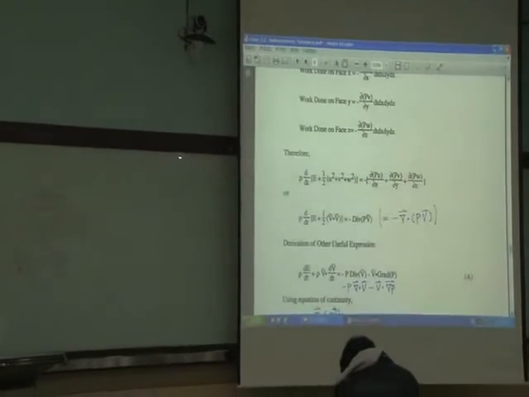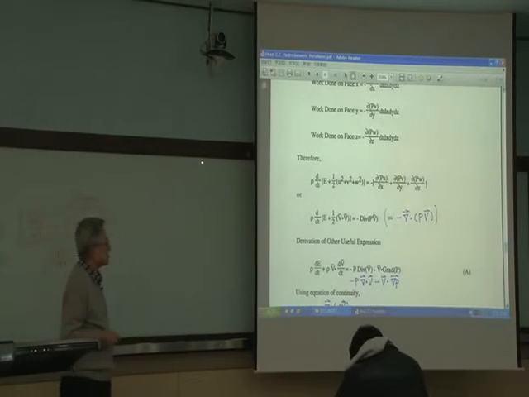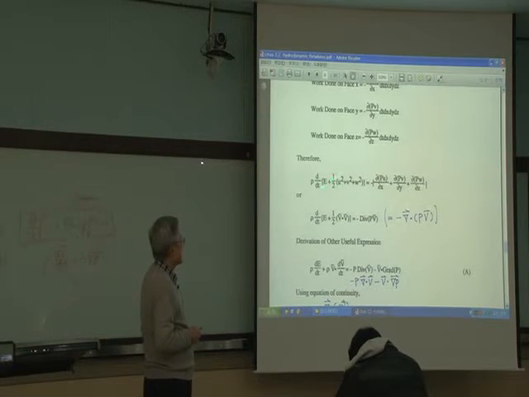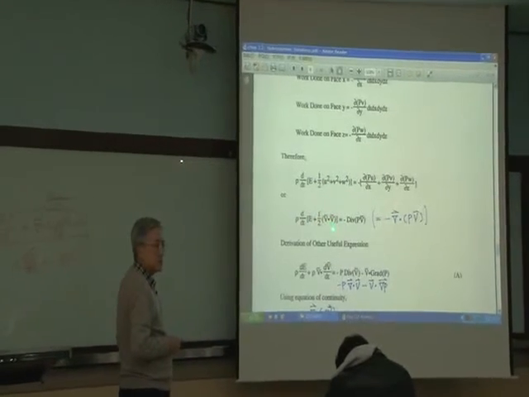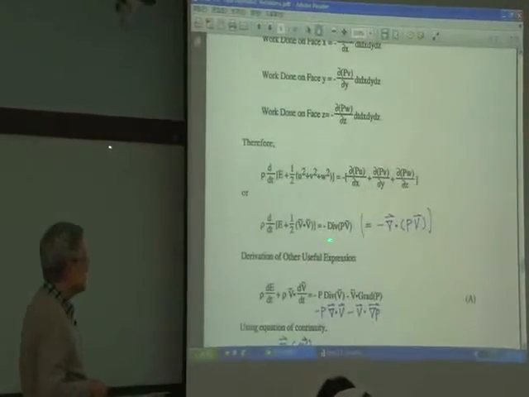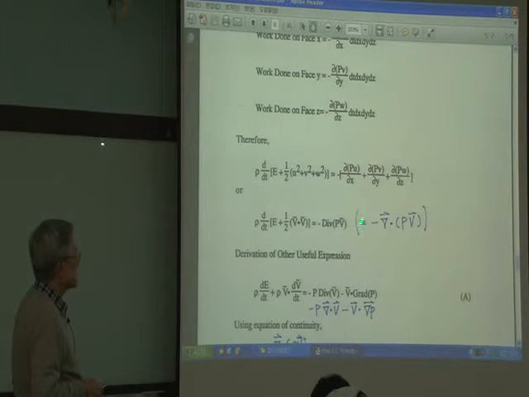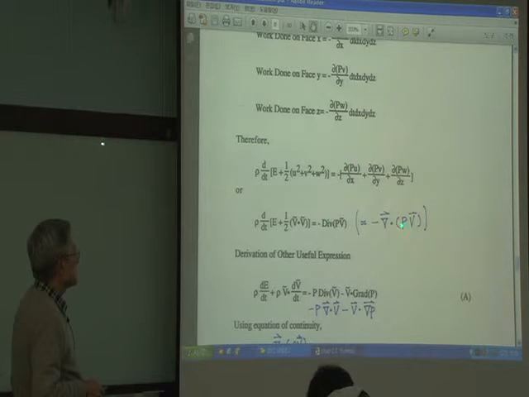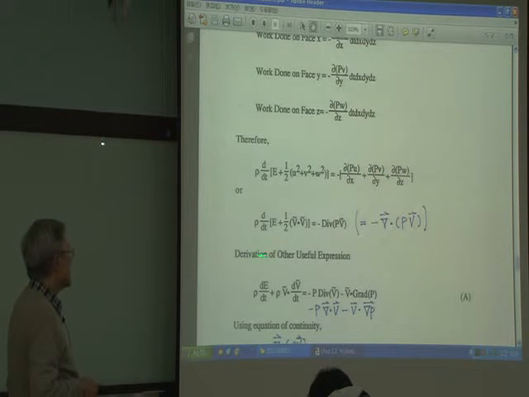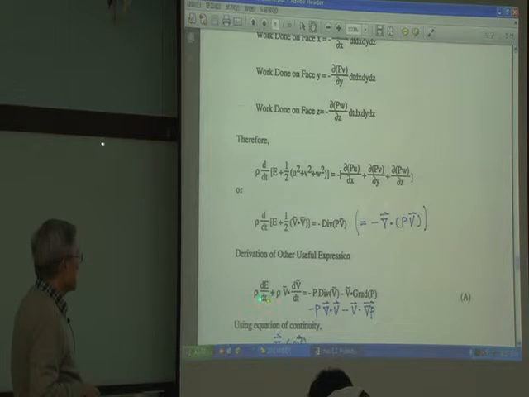But you can simplify it. You can simplify this portion down here, this portion down here, scalar dot, and this portion is minus the gradient dot p. This is not rho, this is a p v vector. So then you can derive some other useful expressions.